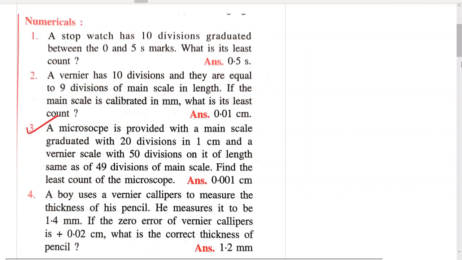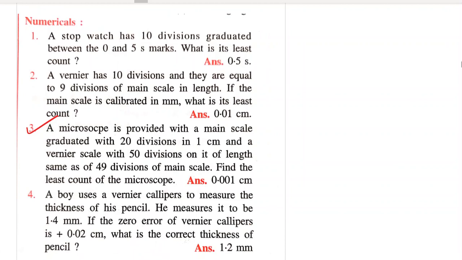Okay, so in this video we are going to discuss some doubts in the numericals of physics chapter 1 part B and part C. So let's start from exercise 1B. Third numerical is the first doubt which is asked to me.